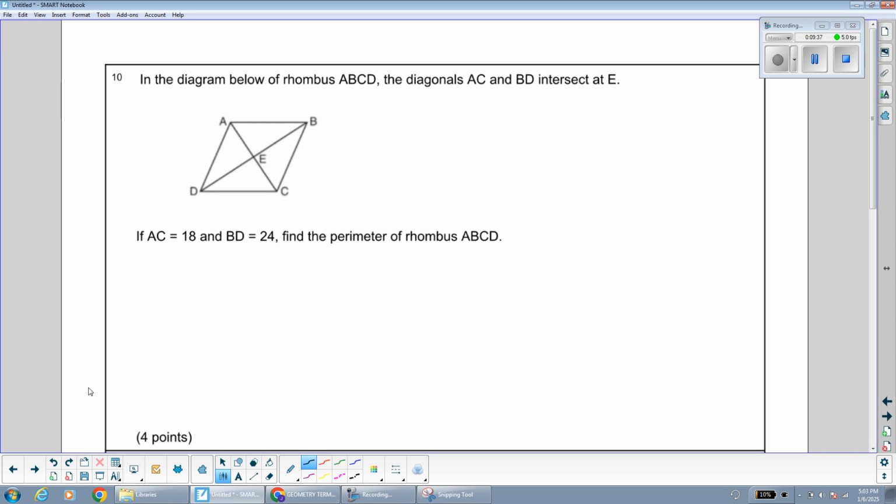For this one over here, we have a rhombus. In a rhombus, just like a parallelogram, the diagonals bisect each other. But unlike a parallelogram, in a rhombus, the diagonals are perpendicular, so they intersect to form 90-degree angles. So if AC is 18, each half is 9. If BD is 24, each half is 12. We have right triangles here, so we can find a side of the rhombus by using the Pythagorean theorem.